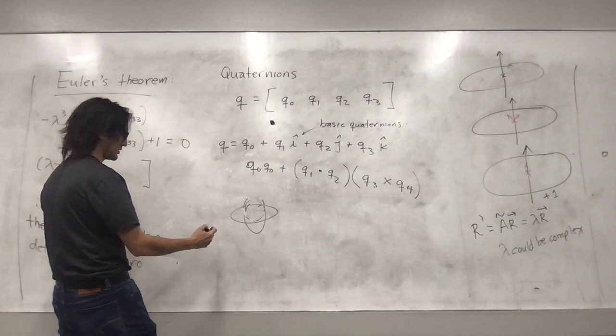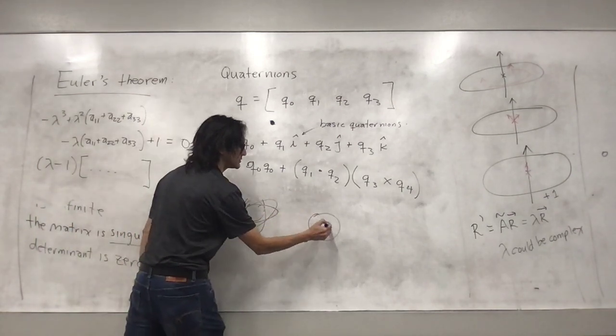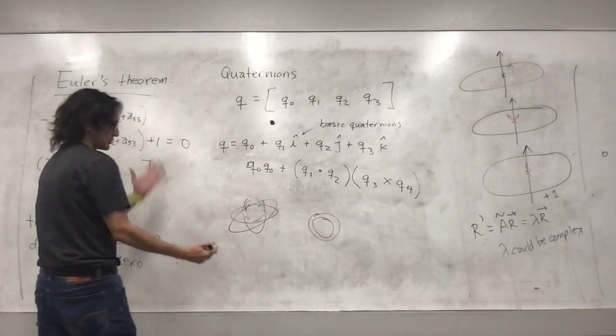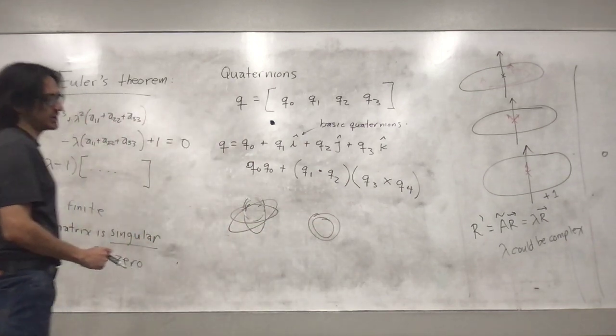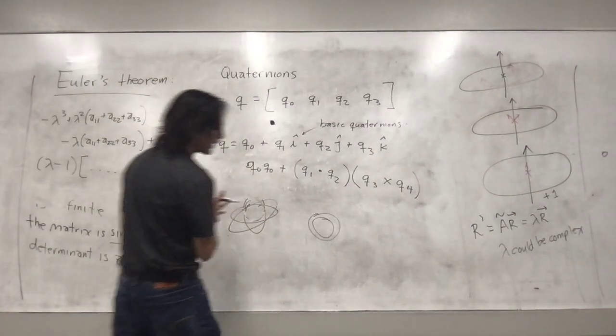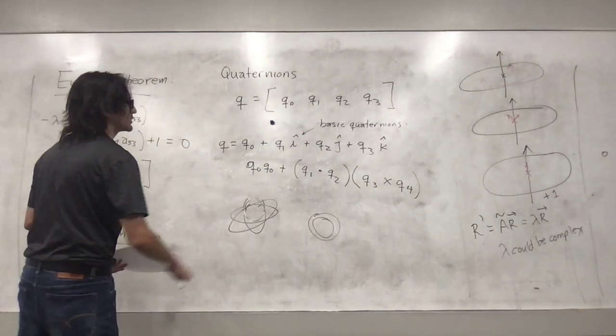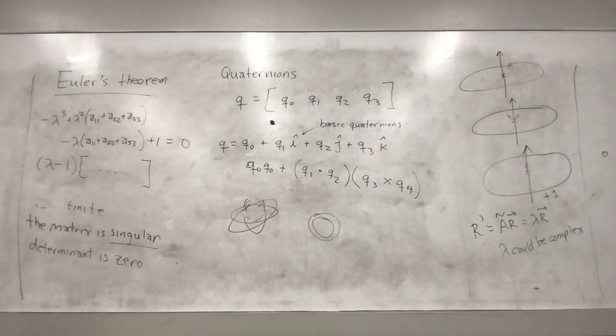The other one is this. So you can have a situation in which two of them are aligned, and then you don't know exactly what's going on. Your solutions are, how do you say it, degenerate. But that doesn't happen with the quaternions. What the quaternions do is go to four-dimensional space and do the rotations in four-dimensional space.